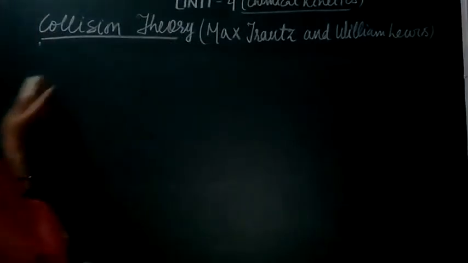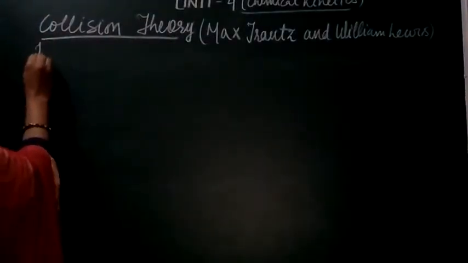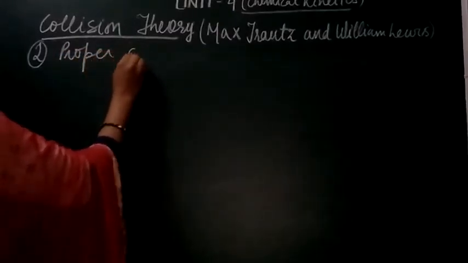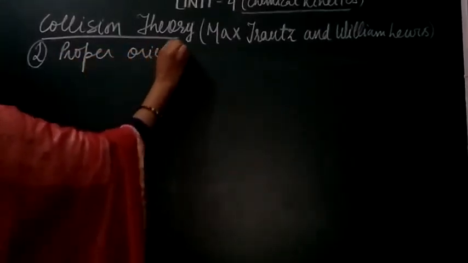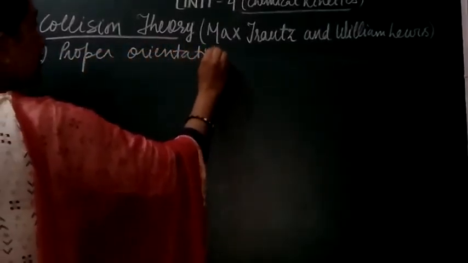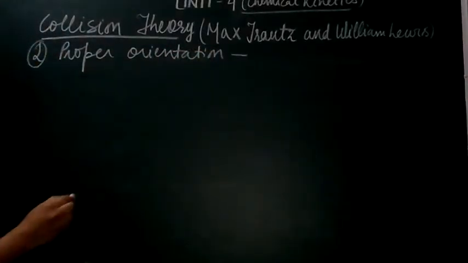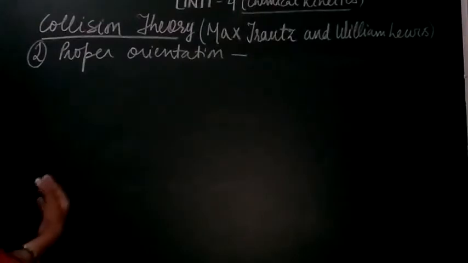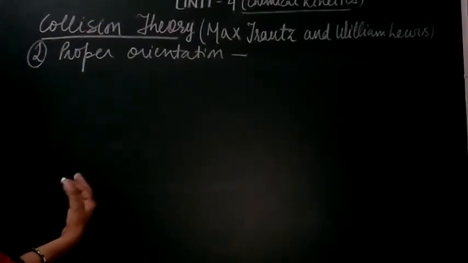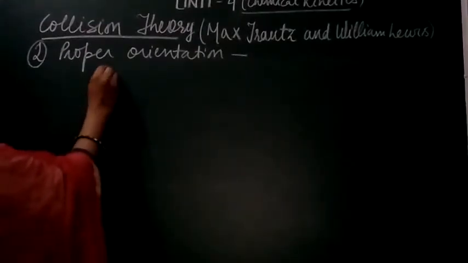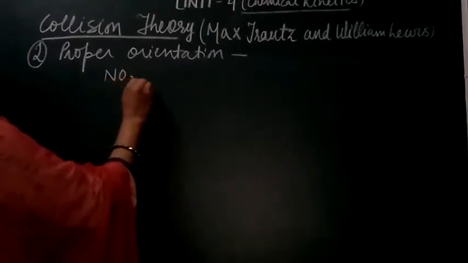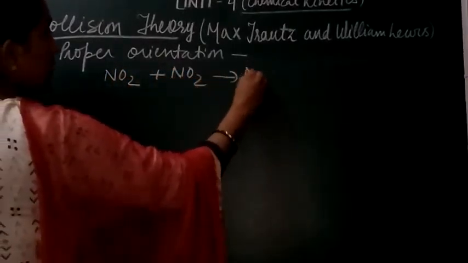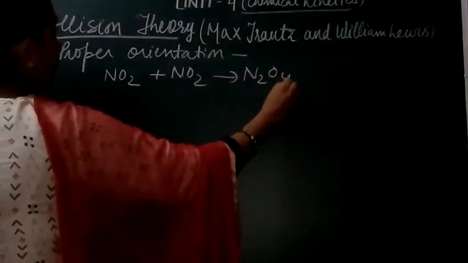Now students, the next is the proper orientation. Now for the effective collision, it's not just collision, but it should be the collision in the right direction. The two reactant molecules should face one another in a proper way. Now let us take the example of NO2 and NO2. These are two reactant molecules, they will just form the product N2O4.